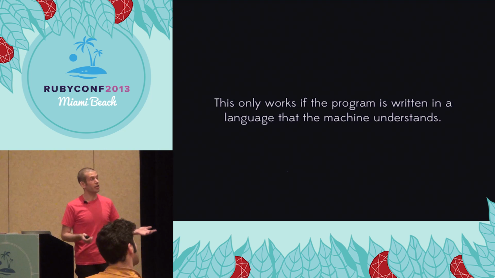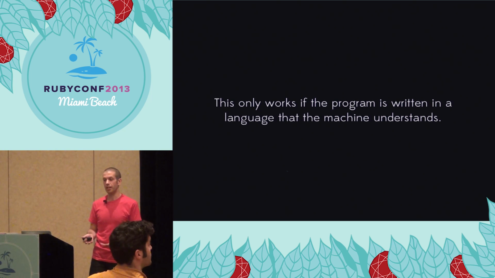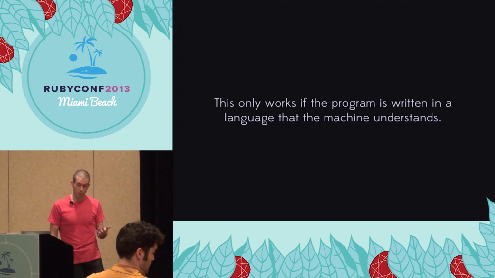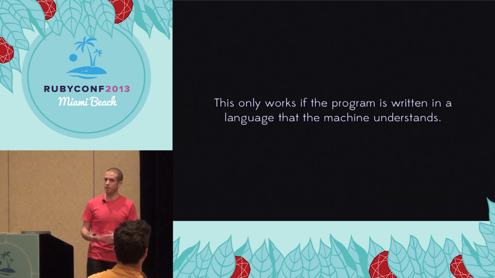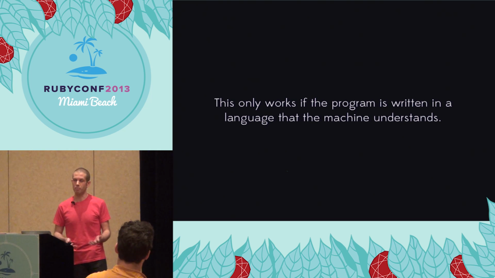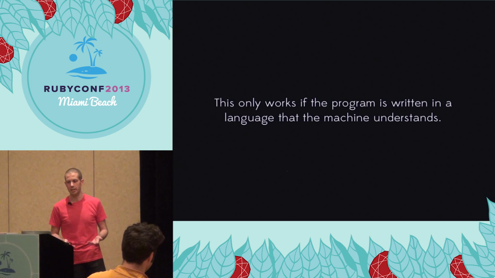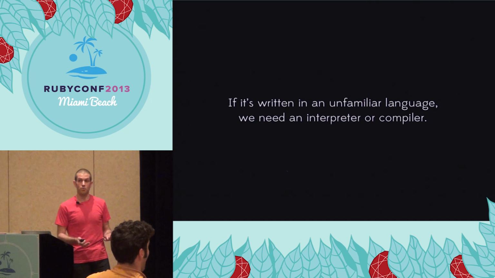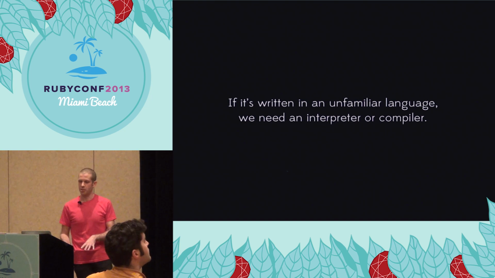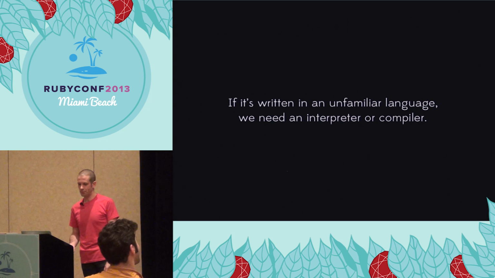I think we're all familiar with how computers work, right? But that only works if the program that you wrote is written in a language that the machine natively understands. So in terms of a real machine, the program has to be written in machine code. If the program's written in a higher level language, then maybe you can run it on some kind of virtual machine that understands that language specifically. But if your program's written in a language that's unfamiliar to the machine, then you're going to need an interpreter or a compiler to be able to execute it, right?